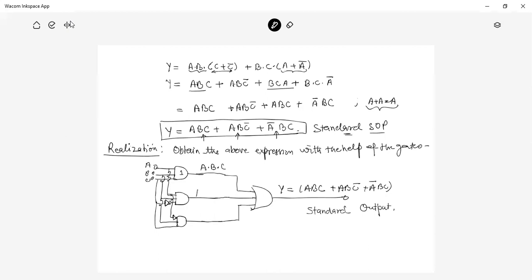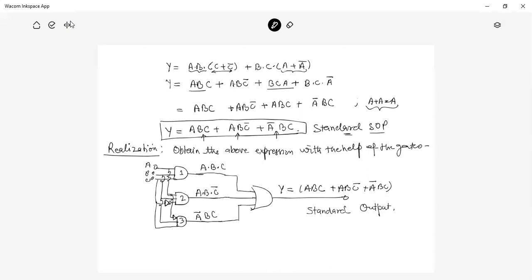C is associated with a NOT. So A dot B, and here it is C bar. Here A is associated with the NOT. So A bar, B, C. So these 3 inputs are ANDing. After ANDing, this is the second and this is the third AND gate.